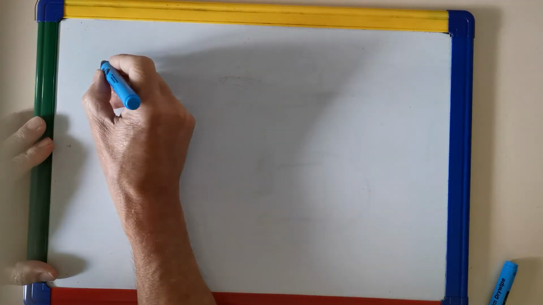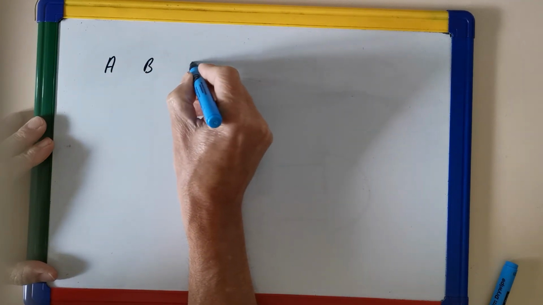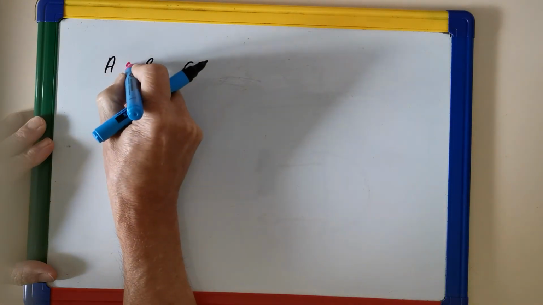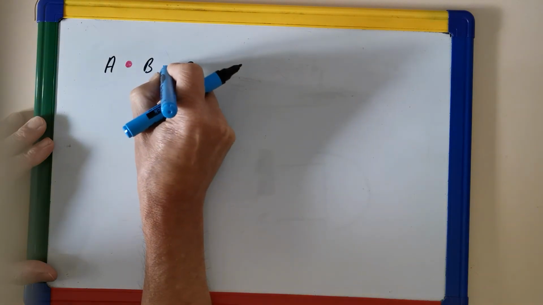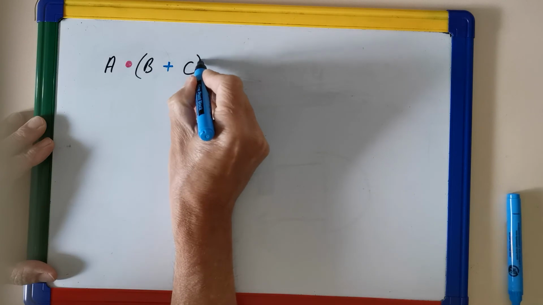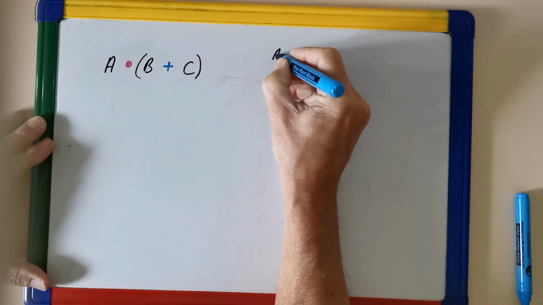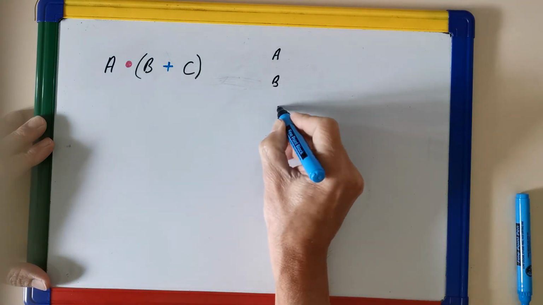So let's change it a little. What if the bracket was over to the right? So we have A and B or C, same as before, but the bracket is here. Well, same principle. There are 3 inputs to the circuit, A, B, C. So we just list A, B, C.